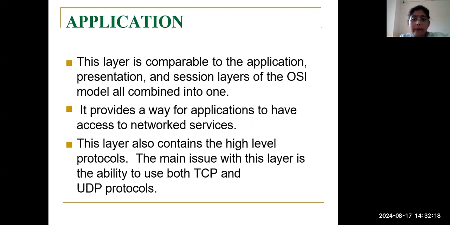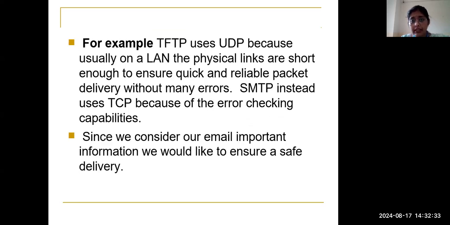It provides a way for applications to have access to network services. This layer also contains the high-level protocols, and the main issue with this layer is the ability to use both TCP and UDP protocols. For example, TFTP uses UDP, because usually on a LAN, the physical links are short enough to ensure quick and reliable packet delivery without many errors. SMTP instead uses TCP because of its error checking capabilities. Since we consider our email important information, we would like to ensure safe delivery.